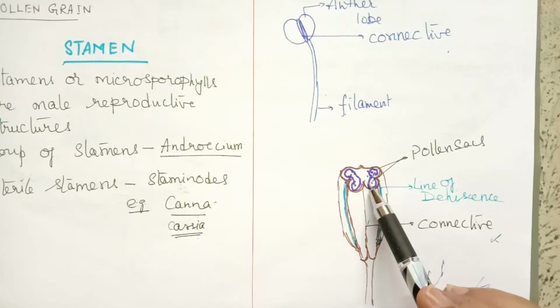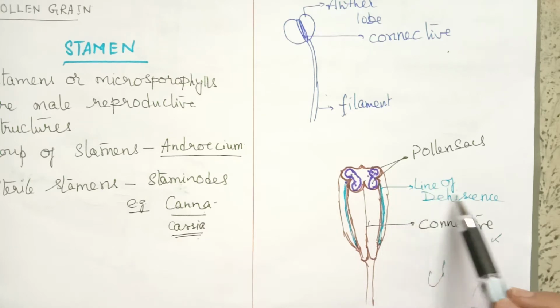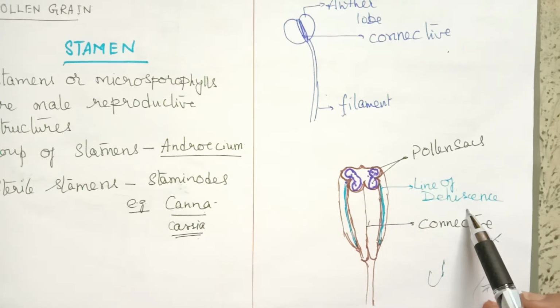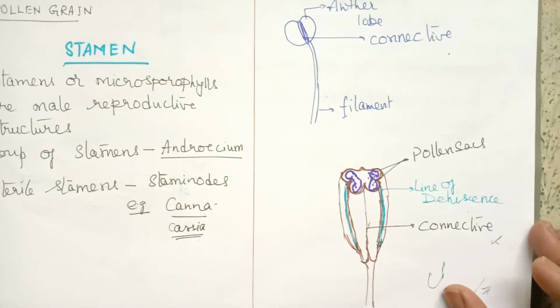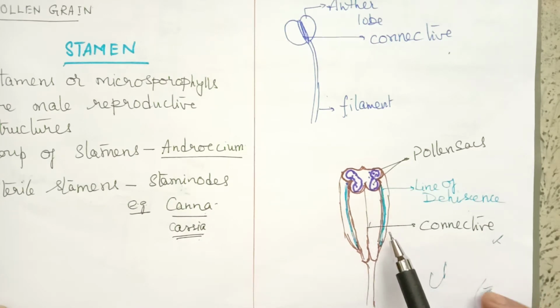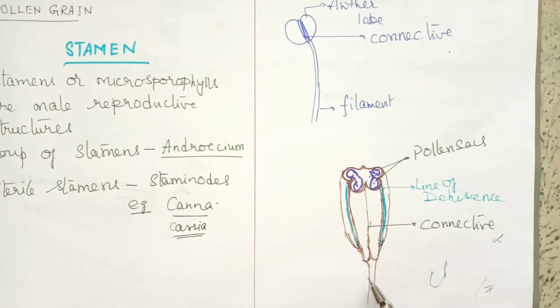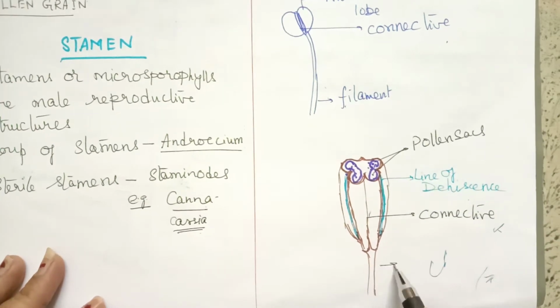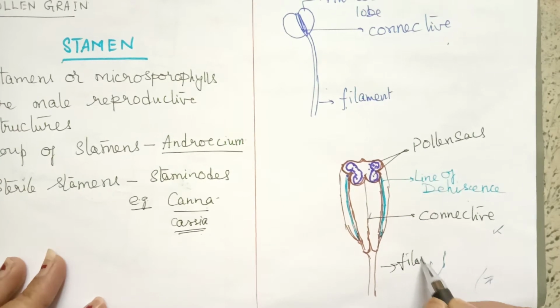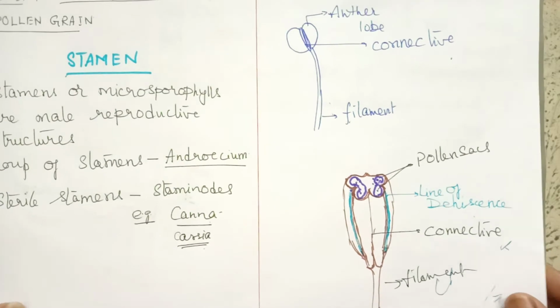Pollen sacs, these structures, these are two pollen sacs on both the sides, and this is the line of dehiscence, where actually the anther breaks to liberate pollen grains; that is called dehiscence. Along this line dehiscence takes place, and this is the connective. Connective is the sterile tissue connecting the two anther lobes, and this is called the filament or stalk of the anther.